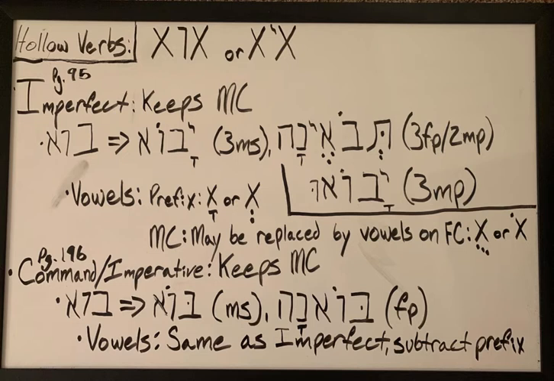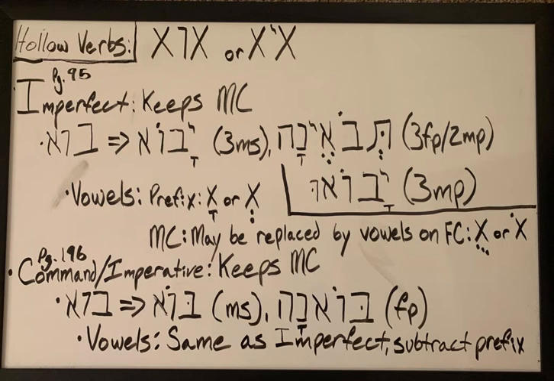And this is going to be translated as the future tense. This will happen. So for the example of bow in the third feminine plural, they will enter. Next is the command form or the imperative on page 196. The middle consonant is also kept. Bow in the masculine singular is just bow, and the feminine plural it's going to be bona.